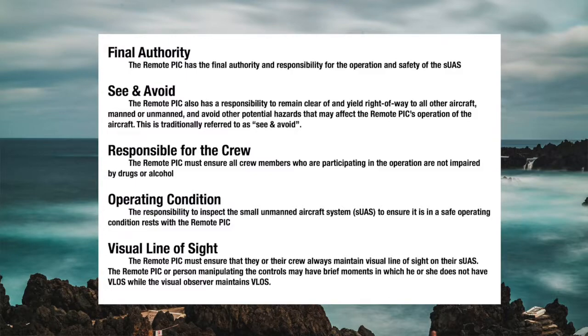The next responsibility you must have is maintaining visual line of sight. The remote PIC must ensure that they or their crew always maintain visual line of sight on their SUAS. The remote PIC or person manipulating the controls may have brief moments in which he or she does not have VLOS, which is visual line of sight, while the visual observer maintains VLOS.